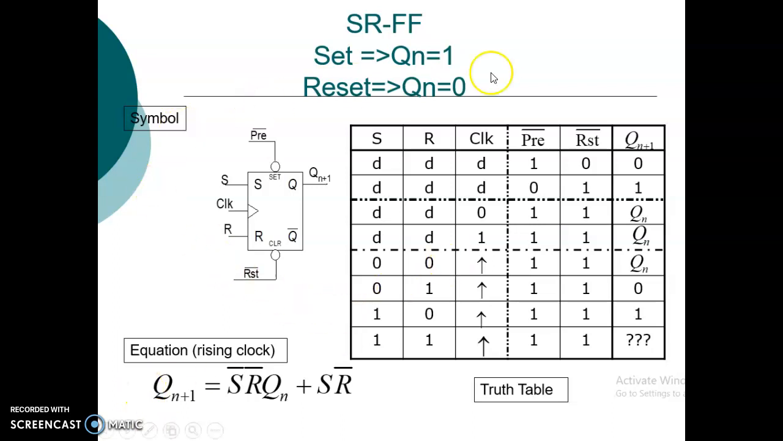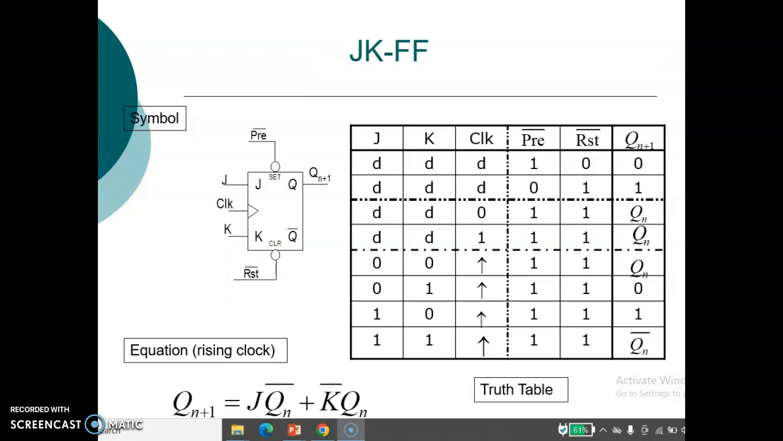And then S R flip flop, set and reset flip flop. S for set, R for reset. So set implies Qn equal to 1. Reset implies Qn equal to 0. Symbol, preset. Here SR flip flop.